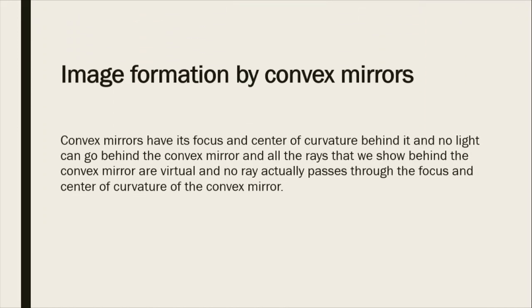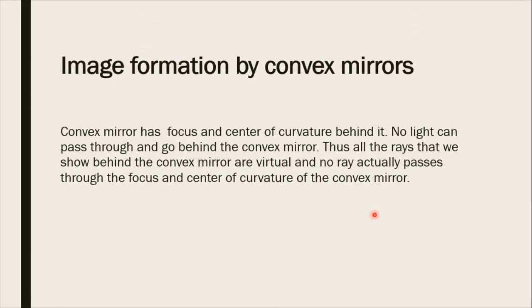Moving on, let's discuss the image formation by convex mirrors. A convex mirror has its focus and the center of curvature behind it. So, no light can pass through and go behind the convex mirror. Thus, all the rays that we show behind the convex mirror are virtual and no ray actually passes through the focus and the center of curvature of the convex mirror. It is interesting to note that the extension of the rays that we are going to draw behind the mirror is shown in dotted lines. This is because the rays are virtual.